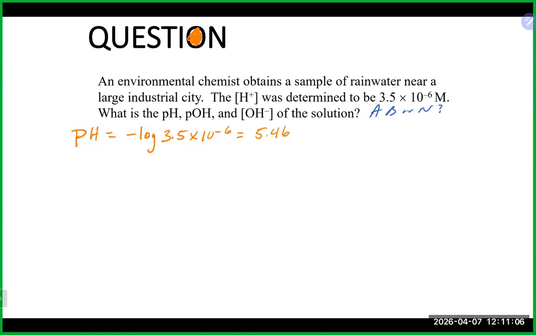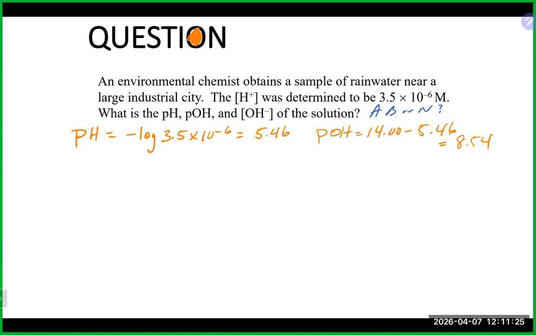5.46. Obviously, now that I have the pH, I can very simply find the pOH by taking 14 minus it. And that's going to get me 8.54 in terms of our pOH.